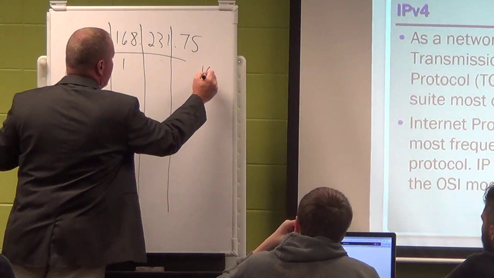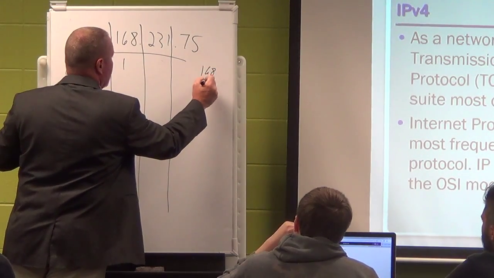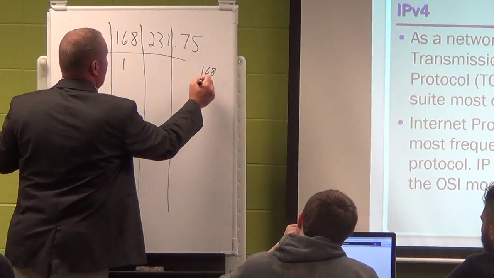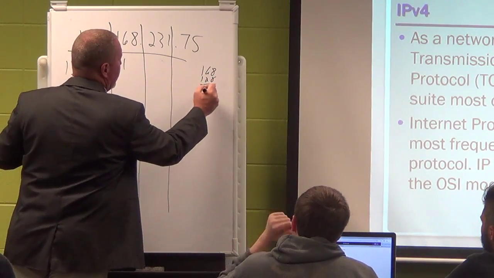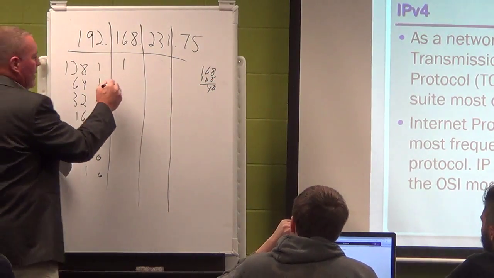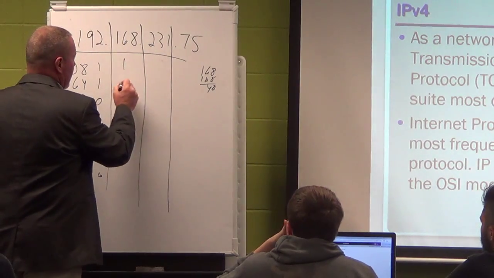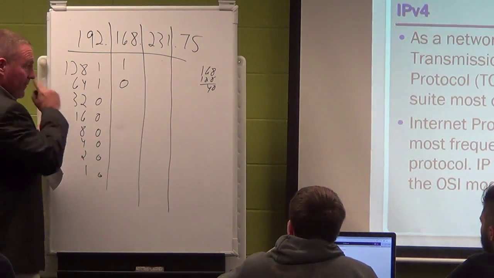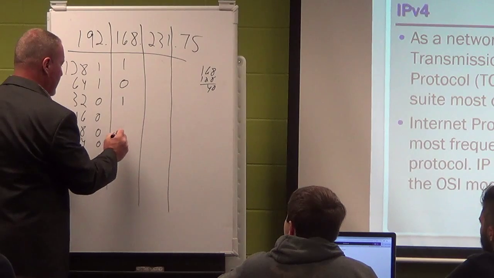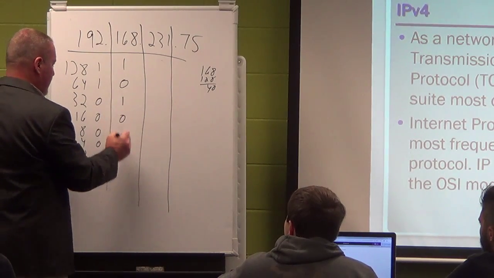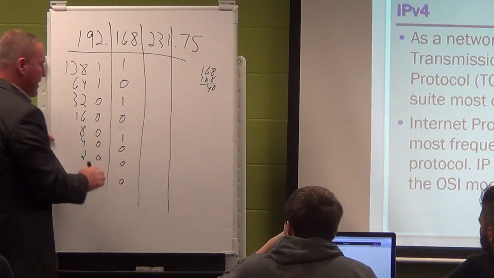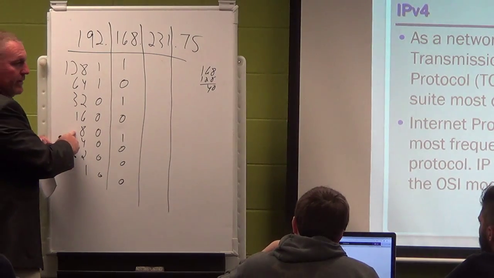Best bet is start over here. 168 minus 128 is 40. Now, real quick, which of these add up to 40? Follow what I did? 32 and 8 equals 40. That's easy.